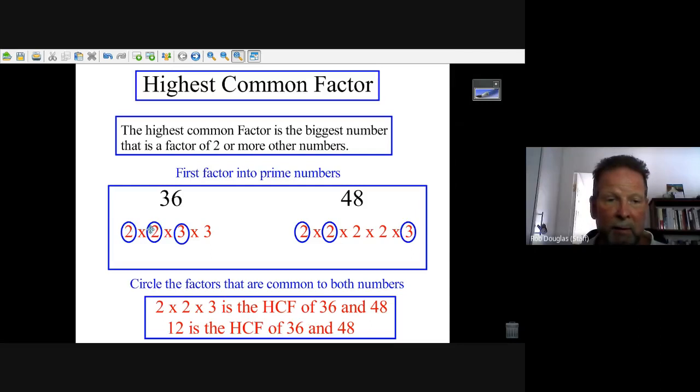That means 2 times 2 times 3 is in both of these numbers. It's a factor of both. And 2 times 2 times 3 is 4 times 3. 12 is the highest common factor of 36 and 48. There are no other common factors. It's the biggest number that goes into both.